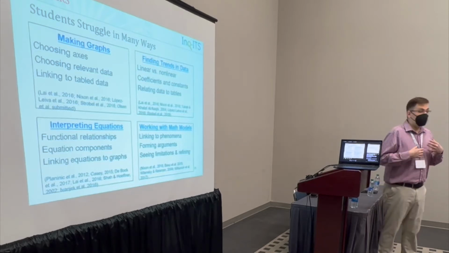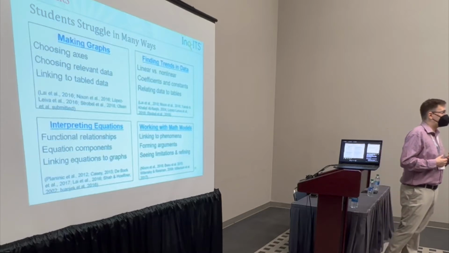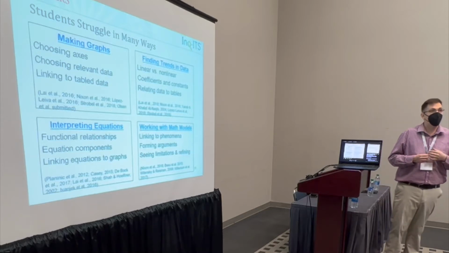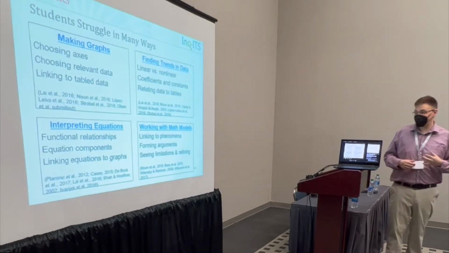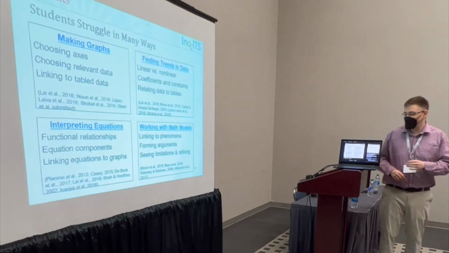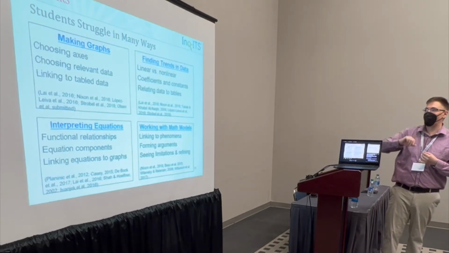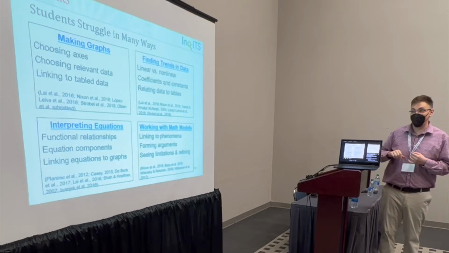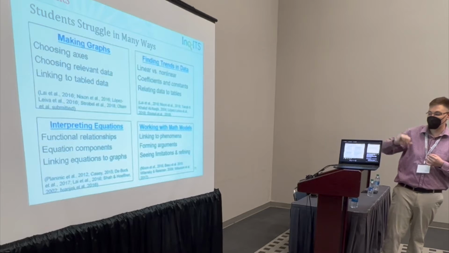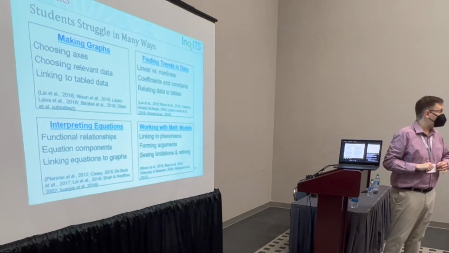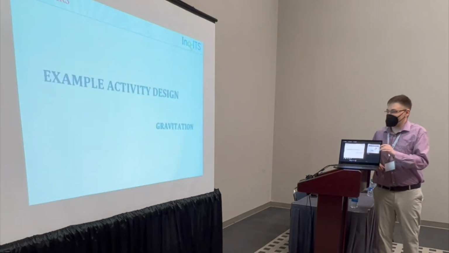They also have trouble using mathematical models to form arguments, and also have trouble refining them, saying, okay, now that I've got some new data, how can I change up my mathematical model to make it more aligned with the real world? So there's a whole mess of stuff. In the work that we're doing right now, we've started off with making graphs and finding trends in data, and we are moving more towards interpreting equations and working with mathematical models. So I'm just going to focus on the first two today, but I'm fully aware that the other two are just equally important.